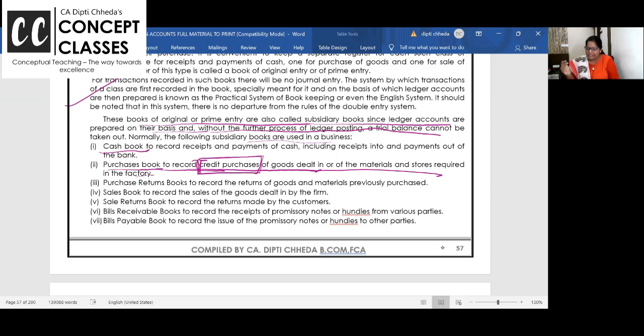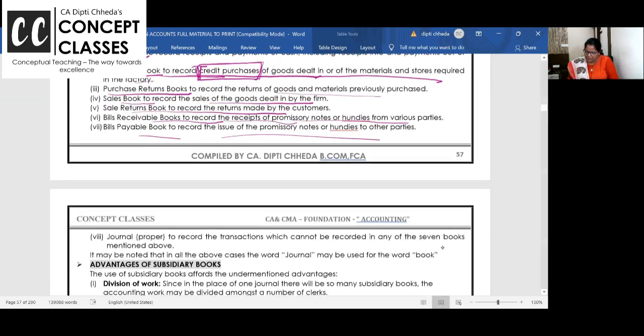Is my language clear? Third, purchase return book. What will you record? Return of goods. Sales book, to record the sales of the goods again on credit. Where will cash sales come? The same place. Sales return book. Bills receivable book, to record the receipts of promissory notes and all. Bills payable book, to record the issue of the promissory notes. Okay? Right.